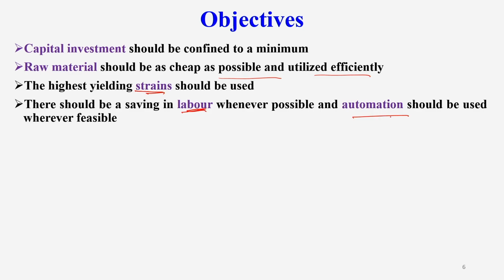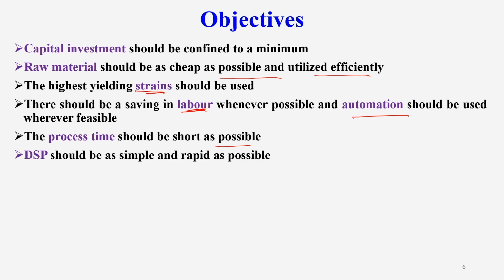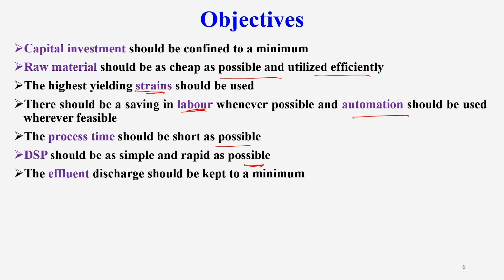So, automation should be encouraged and process time should be as short as possible, so that we can finish the process quickly, and the downstream process should be simple as well as rapid, and one should keep the minimum number of unit operations. And further, as I told, we need to meet the regulatory requirements.